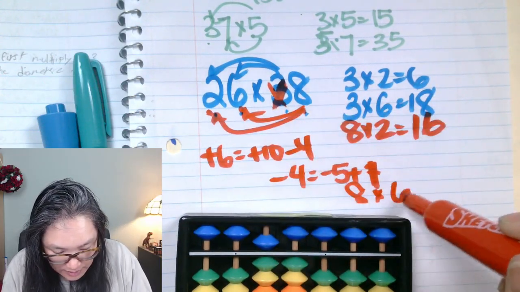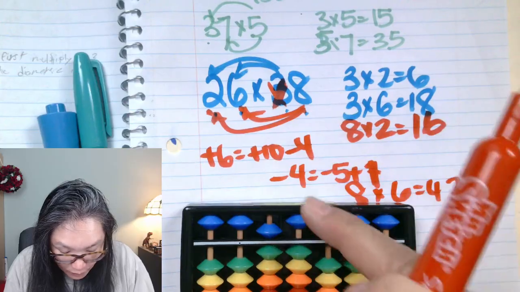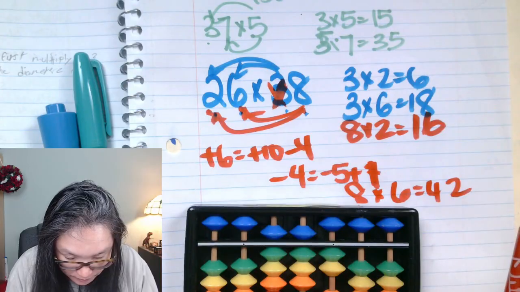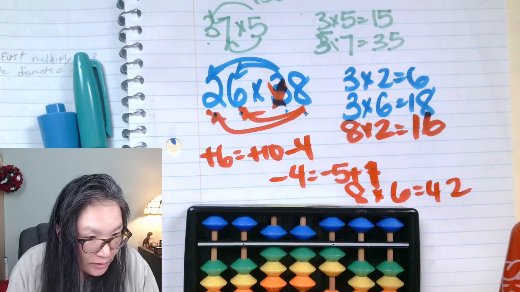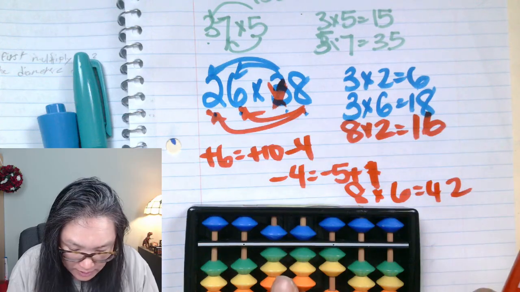8 times 6 is 42. Add 4, plus the 5 minus 1, and then add 2. Okay, not hundreds. 6 is the thousands. 6 is the thousands.